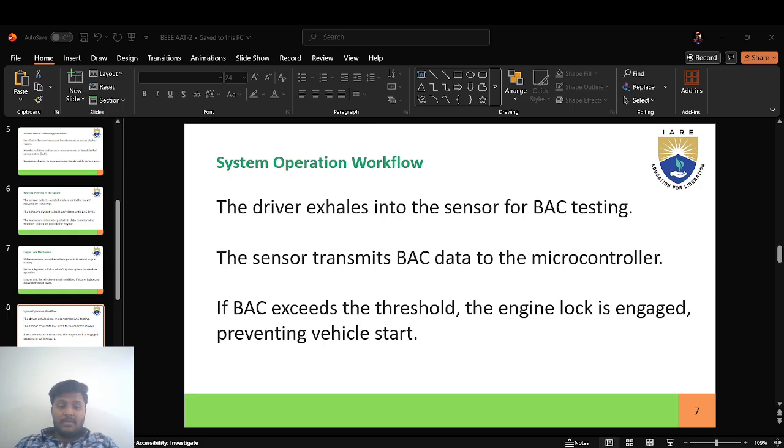The microcontroller compares the detected alcohol level with a preset safe limit. If the alcohol level is below the limit, the engine remains unlocked and the vehicle can start. If the alcohol level is above the limit, the microcontroller activates the engine lock, stopping the vehicle from starting.